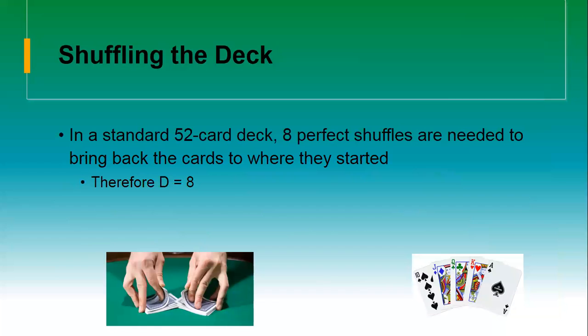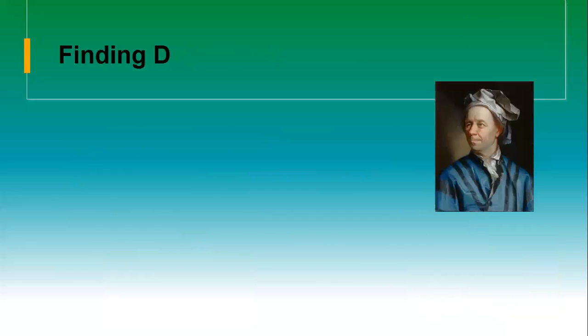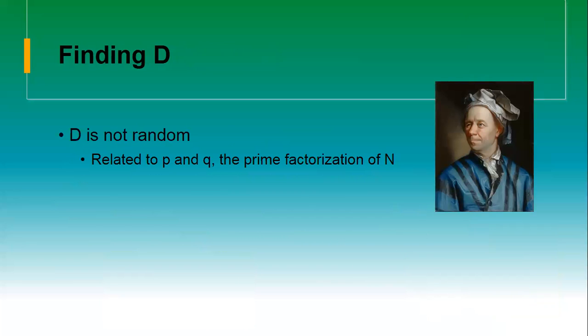Think about shuffling the deck this way. In a standard 52 card deck, 8 perfect shuffles are needed to bring the cards back to where they started. So therefore D equals 8. People's information is like these cards that will reappear when shuffled correctly. So, finding D. D is not random.